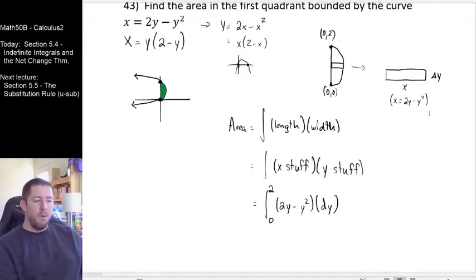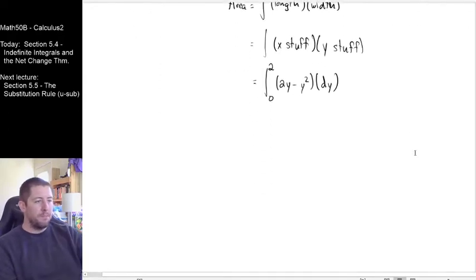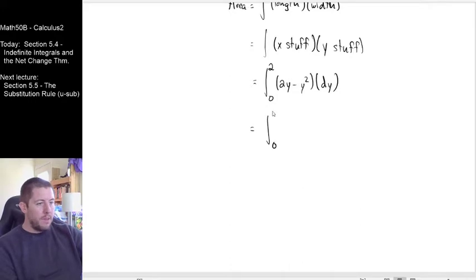So let's go ahead and perform the integration now that we've set up our integral. Just to rewrite this without my parentheses here, it looks like this is just 2y minus y squared dy. So integrating 2y, I know I'm going to increase the power by 1, so y to the 1 becomes y to the 2. I know that if I were to take the derivative of y to the 2, I would get 2y.